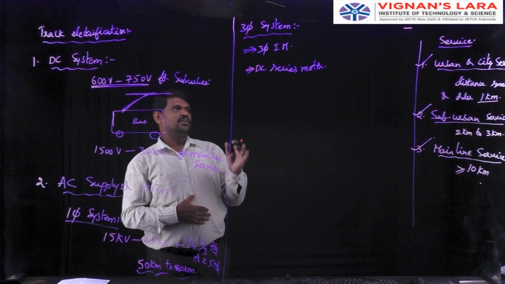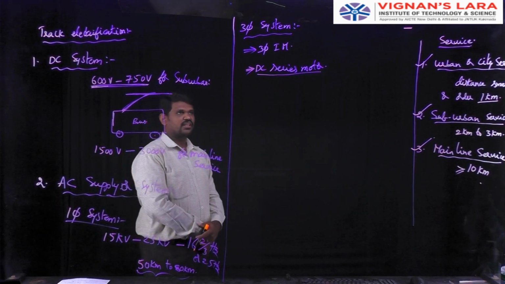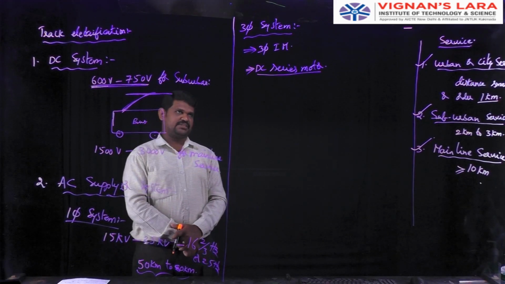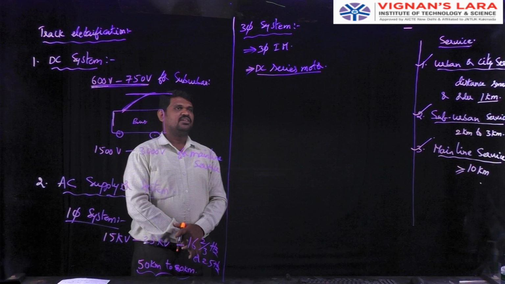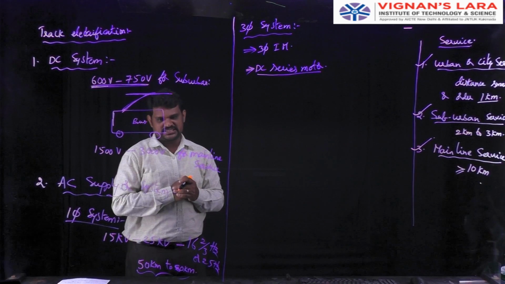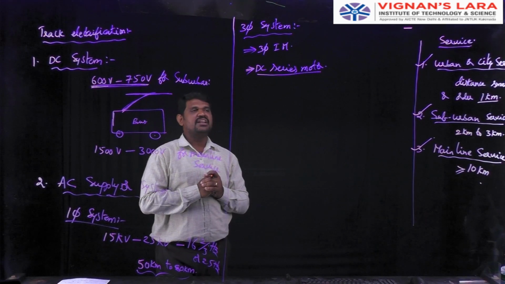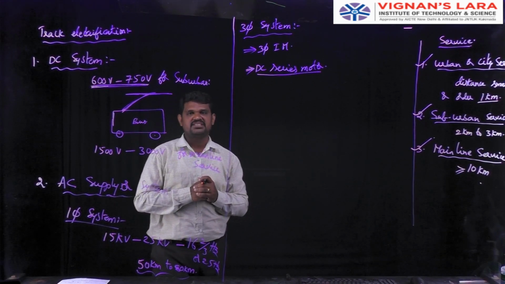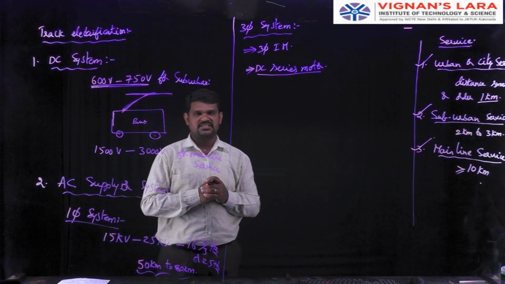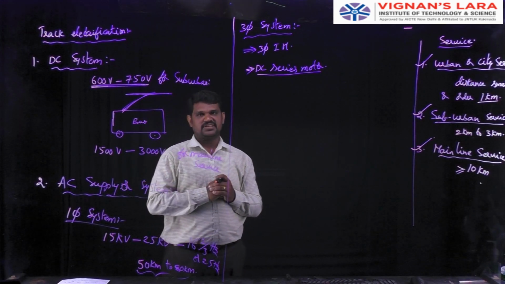But these DC motors have some limitations. Because of the commutator and brush, it produces sparks in the commutation process. Frequent maintenance is required. And the cost of the DC series motors is greater than the AC motors.